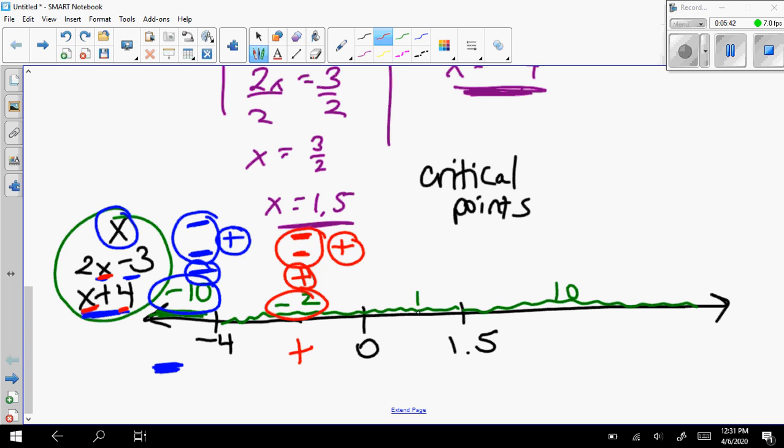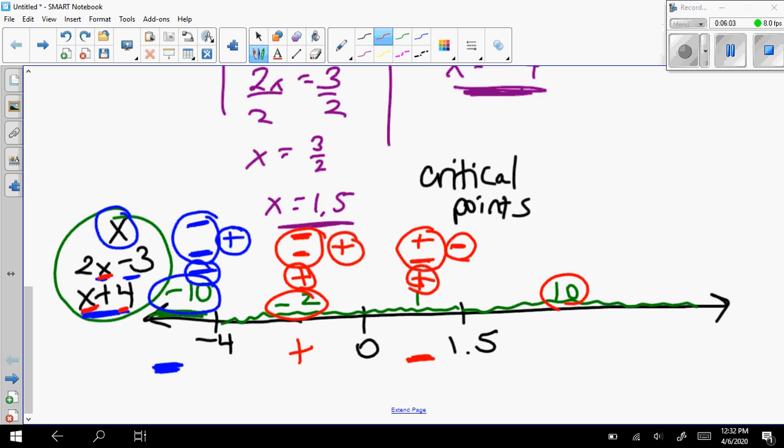All right, now let's work with the number 1. Plugging 1 into x, I get a positive number. Plugging 1 into 2 times 1, I get 2. Take away 3, I get negative. 1 plus 4, I get positive. Now multiply these. Positive times negative is negative. Negative times positive is negative.